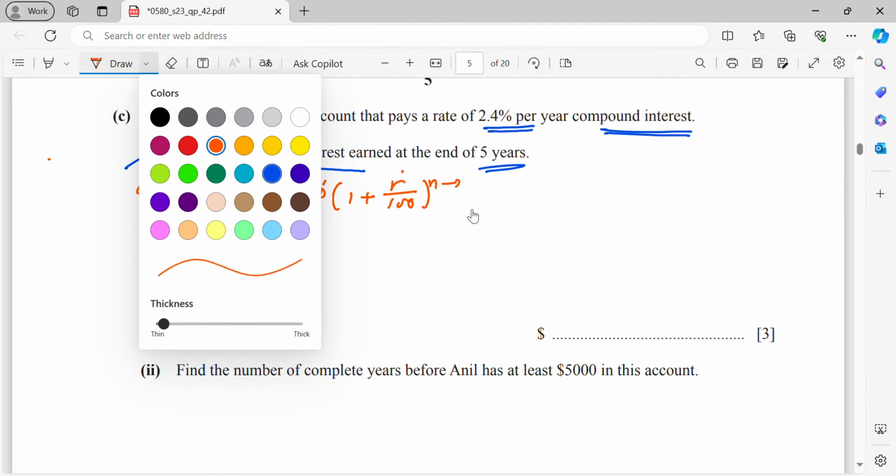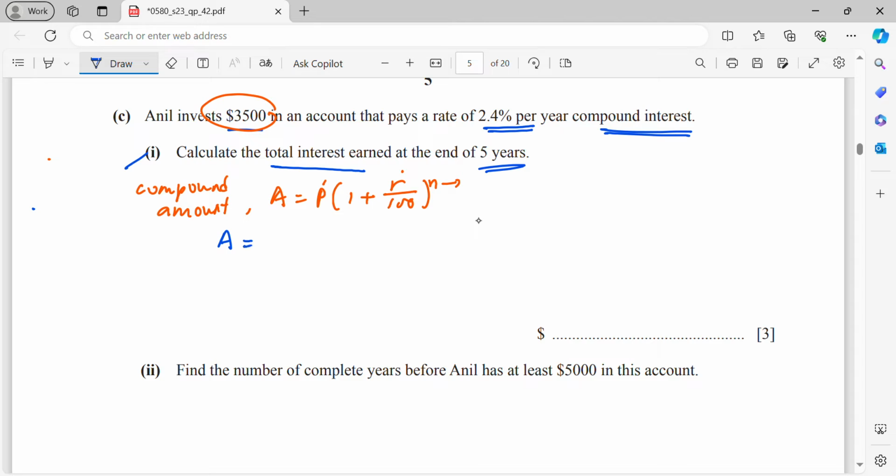So now my A is the original value 3,500 times (1 plus the R, which is 2.4%). So that means the R is 2.4, but because of percent, you divide by 100. The N is 5. Then from here, you will get 3940.565. So this is the amount he gets at the end of 5 years.